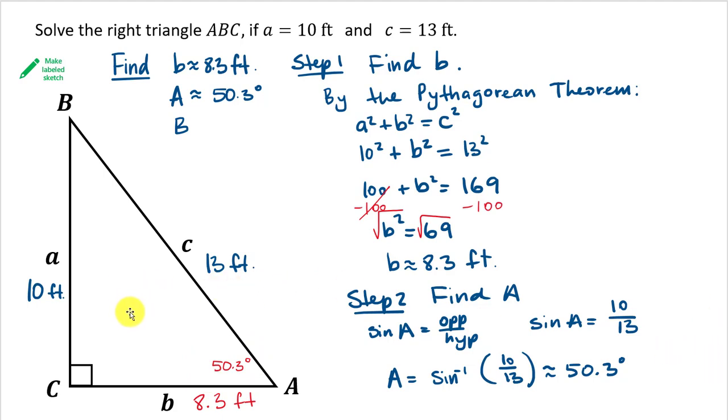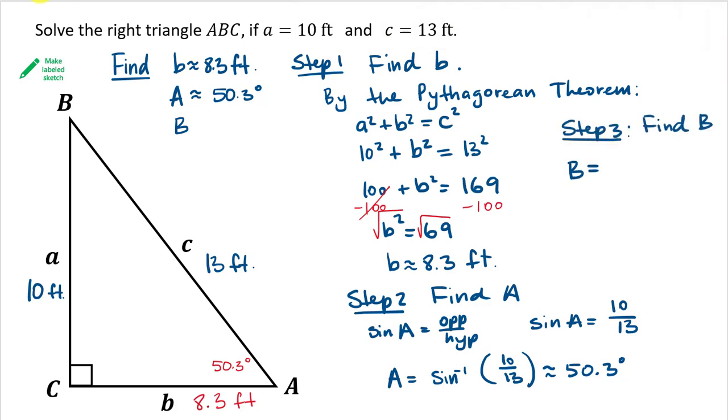And finally, we have to find the last angle, angle B. At this point, we already have 2 out of 3 angles in this right triangle. Since one of them is 90, it means that the sum of angles A and B is also 90, right? All 3 of them together is 180. So angles A and B are complementary angles. The fastest way to find angle B is going to be simply taking 90 and subtracting 50.3. Let's do that in step 3.